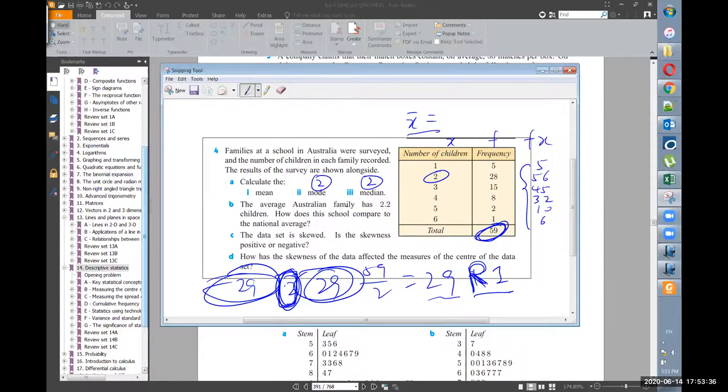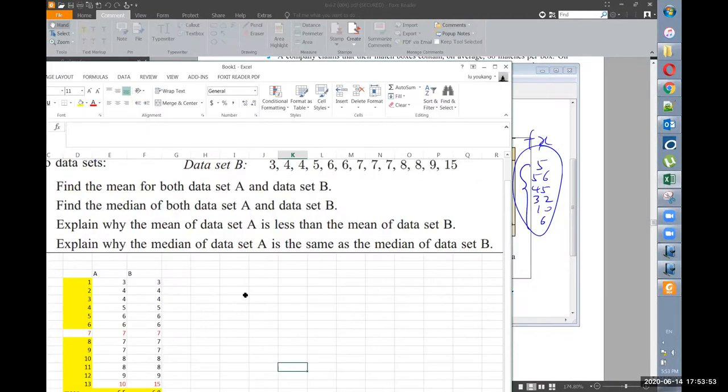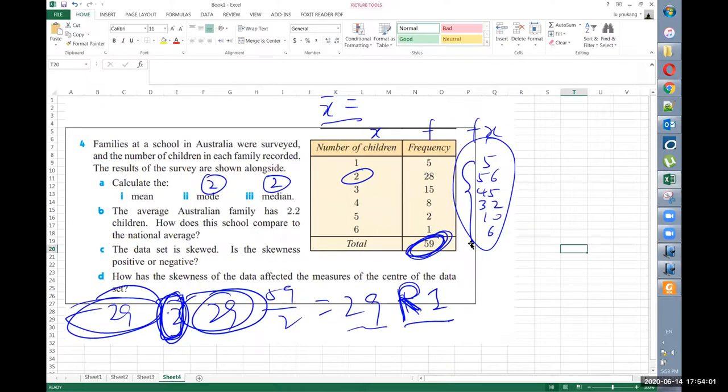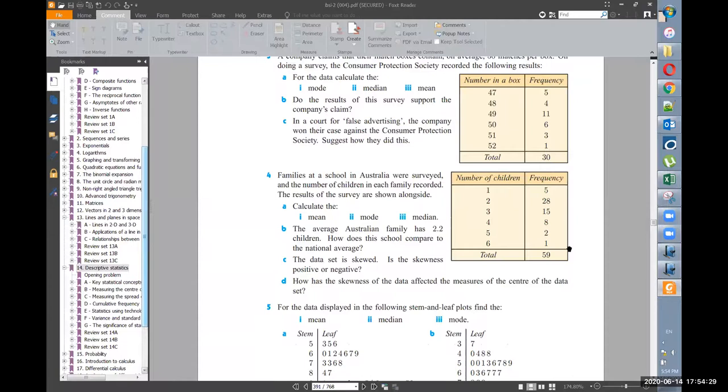So the average Australian family has 2.2 children. How does this school compare to the national average? I didn't get the average, so I couldn't do it. Let me get the average quickly. Let me copy this over. So 5, 56, 45, 32, 10, and 6. I need to find the sum of all this, divide by 59. It's 2.61. So the average for this school is 2.61, and the national average is 2.2. So the average in this school is higher than the national average.